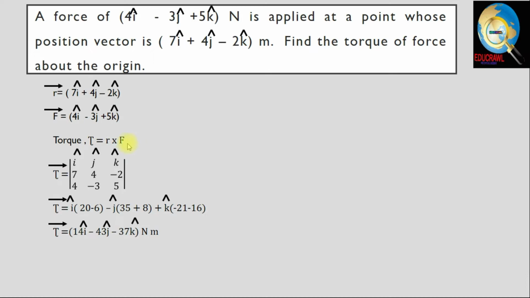We know to find the vector cross product, we have to use the determinant formula with i, j and k cap, write the components below, and do the multiplication. This method we have already seen in unit 2. So tau = i(20 − 6) − j(35 + 8) + k(−21 − 16). Simplifying, we get the value of torque as 14 i cap minus 43 j cap minus 37 k cap Newton meter.